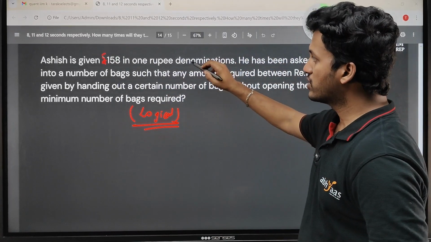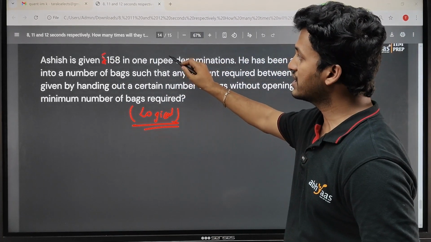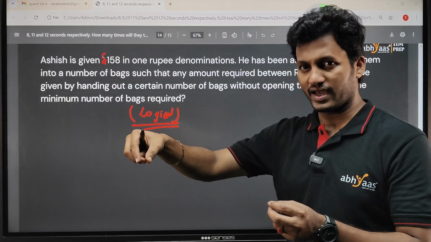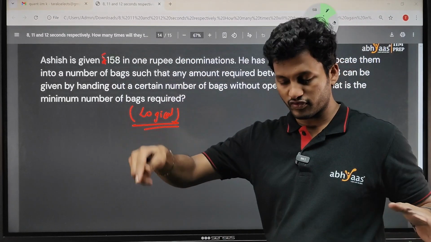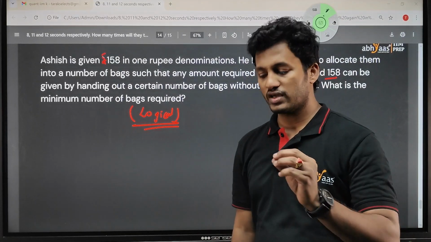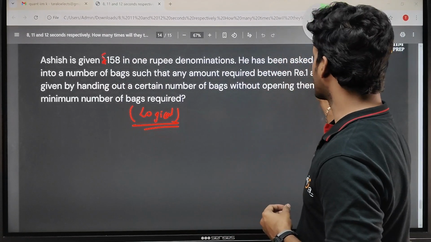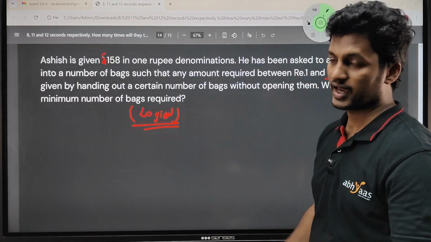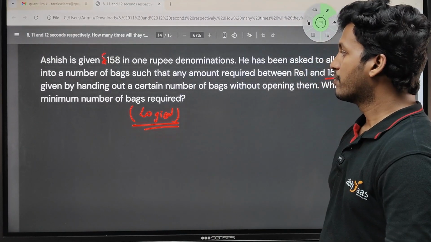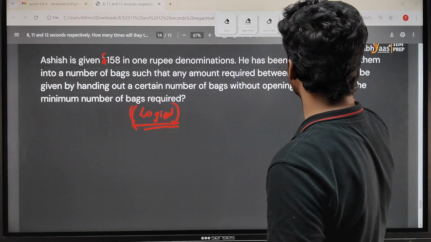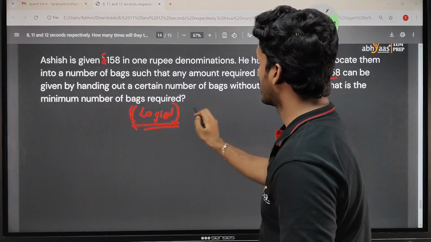So here the question is about everything being in parts of 1 rupee only. Now he has to pack these coins in a number of different bags, so that he can handle this number of bags whenever anything is asked between rupee 1 and 158. So that can be done. But how? Why I call it logical, you will understand sometime later.